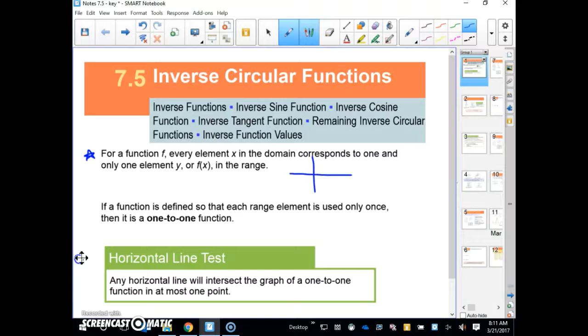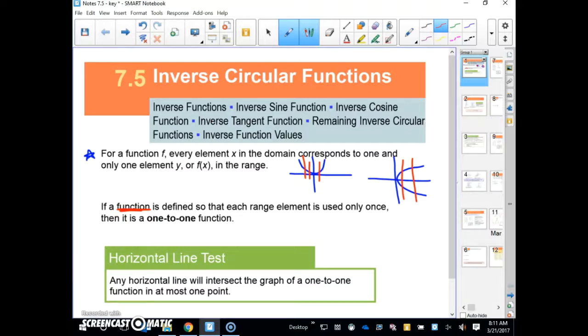Remember in the past, this was a function, but this was not a function. In order to be a function, it had to pass the vertical line test. Okay, so think about that. It had to be passing the vertical line test in order to be a function. Okay, so from now on, we're just assuming that we're talking about something that is a function. Okay, something that does pass the vertical line test.